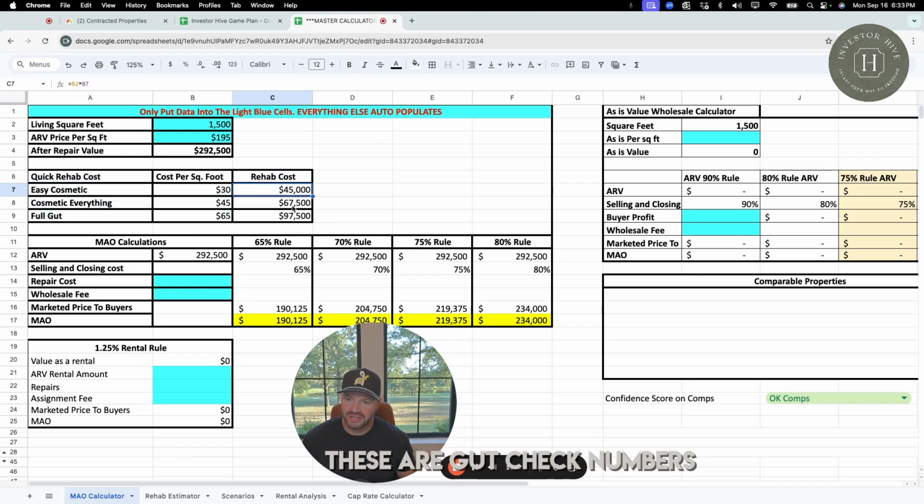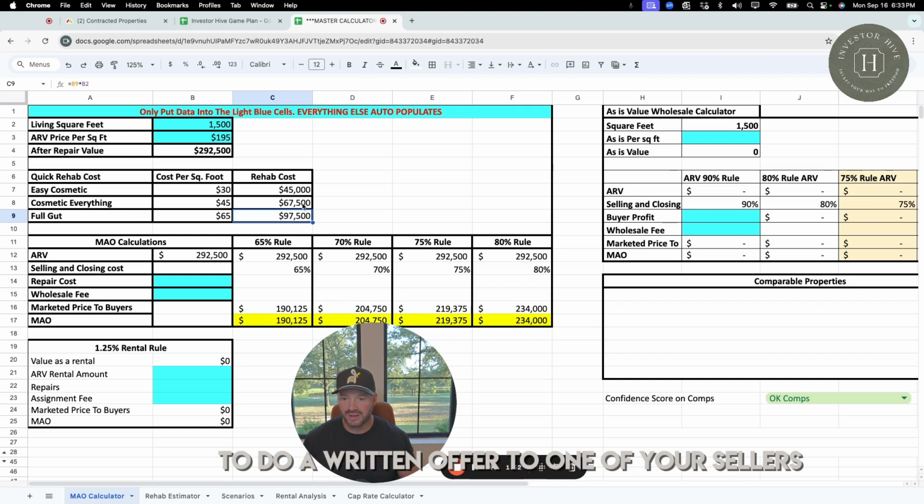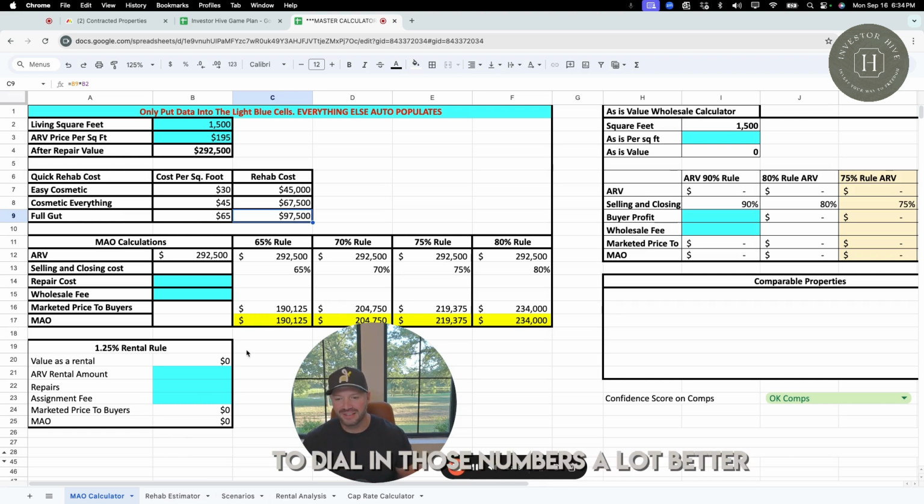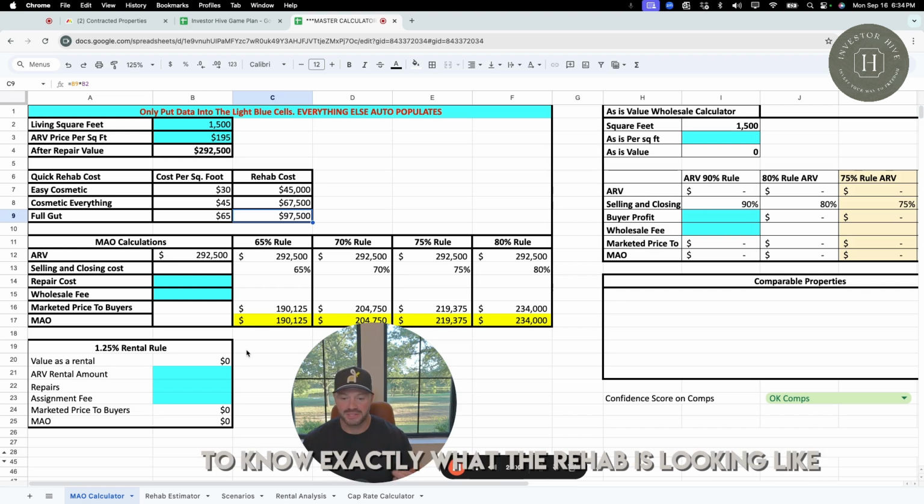These are gut check numbers. You should never use these numbers in full to do a written offer to one of your sellers. You should be getting into your rehab estimator to dial in those numbers a lot better to know exactly what the rehab is looking like.